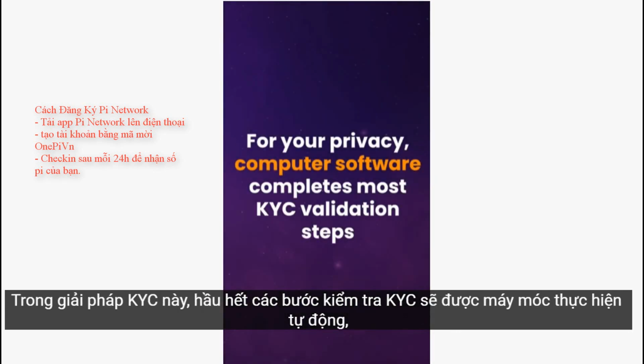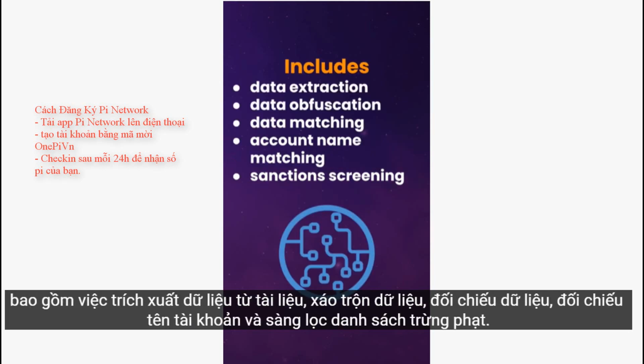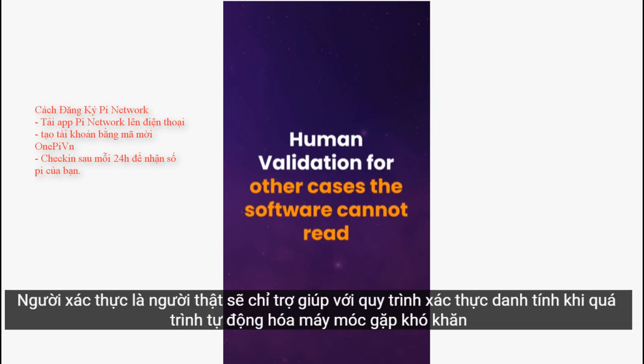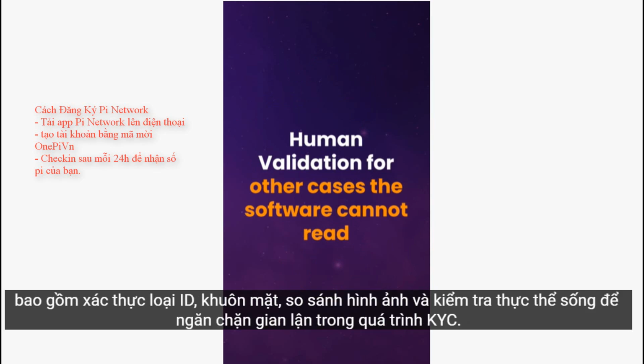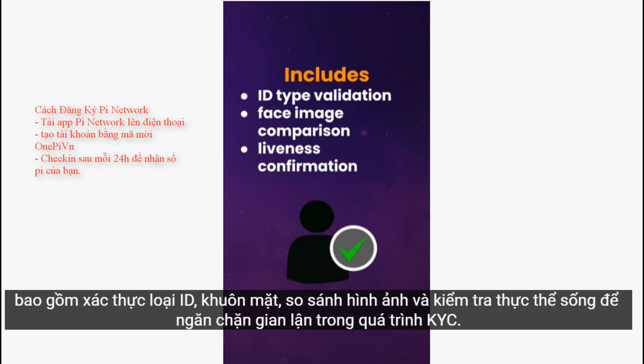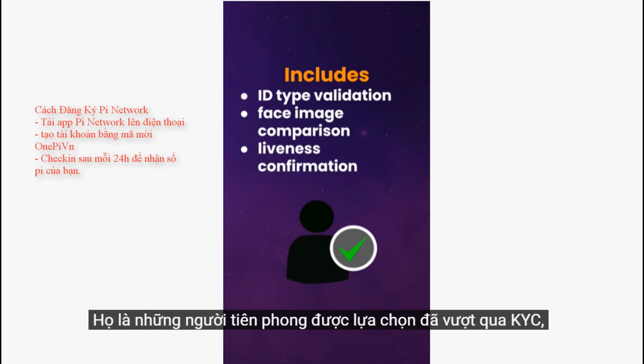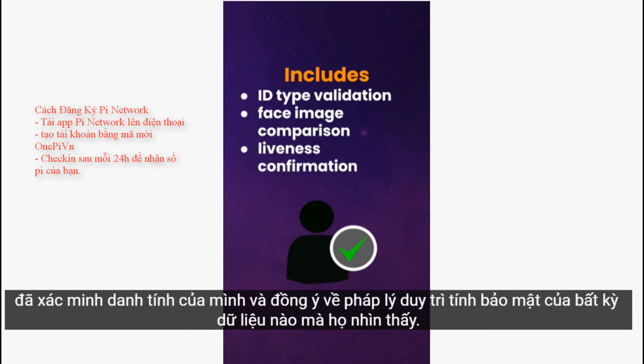In this KYC solution, most steps of the KYC check will be performed by machines automatically, including data extraction from documents, data obfuscation, data matching, account name matching, and sanction screening. Human validators will only help with the identity authentication process when machine automation falls short, including ID type validation, face image comparison, and liveness confirmation, to prevent cheating in the KYC process. These are selected Pioneers who have already passed KYC, verified their identity, and have legally agreed to maintain the confidentiality of any data they see.